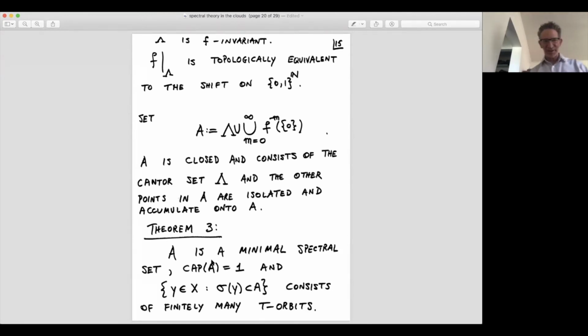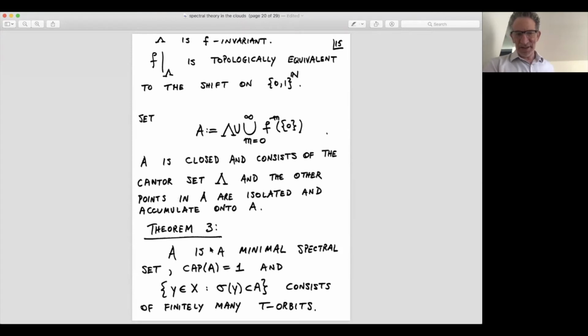And here's our big fact about A. A is a spectral set. In other words, if I start off with one of these 3 regular graphs and apply T repeatedly, all the eigenvalues are contained in A. Quite incredibly, the capacity or the transfinite diameter of A is exactly 1, showing that that lower bound is sharp.